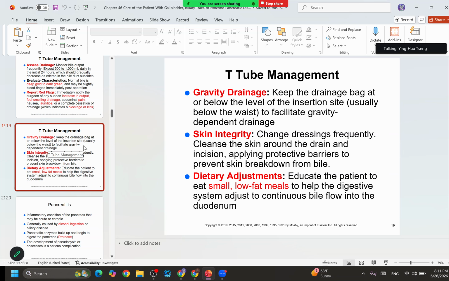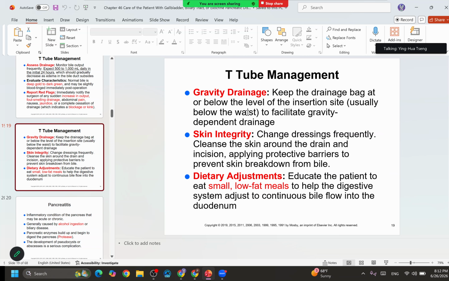So that means what? It is below the surgical site. Usually below the waist. But usually the NCLEX will give you the very important knowledge: below the surgical site, below the gallbladder area. That means the drainage by gravity can drain very well. So do not put it higher than the gallbladder area. That means, like, hanging on the IV pole. Do not hang this on the IV pole.